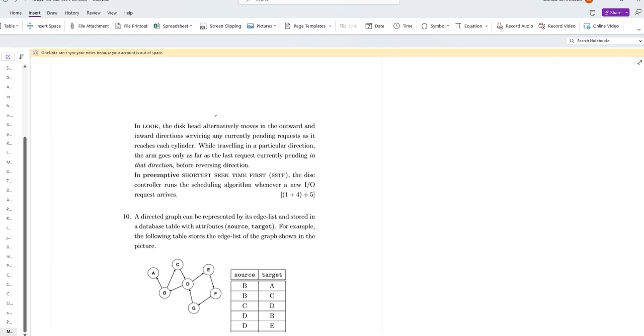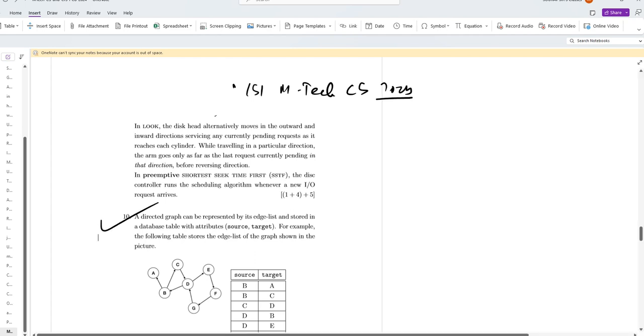Dr. Sourav Das here, and I will be solving the ISI M.Tech CS 2024 question paper, question 10. Almost we have reached the end.